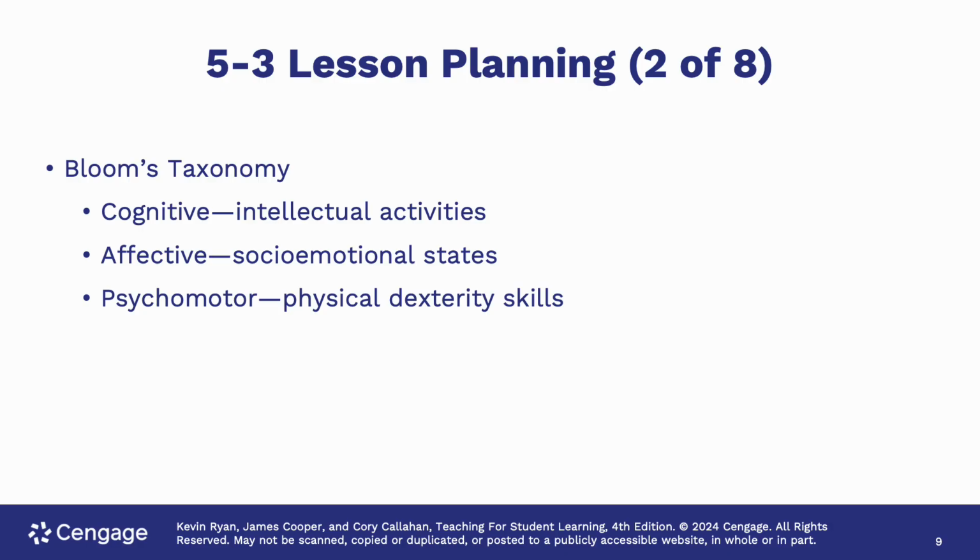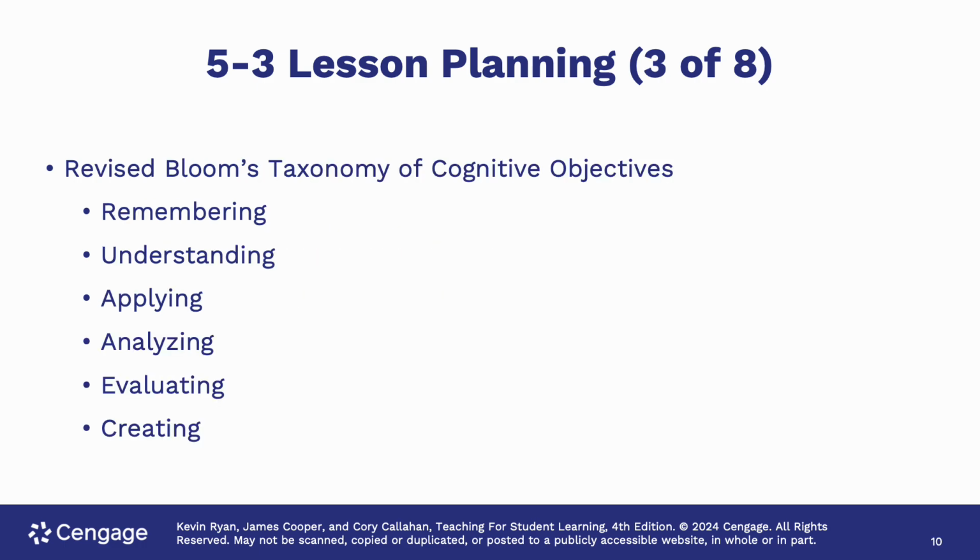One thing you should be familiar with when looking at lesson planning is Bloom's taxonomy. In Bloom's taxonomy, you're covering cognitive or intellectual activities, affective, the social emotional states, and psychomotor skills. So physical dexterity. Can the student hold a pencil? Do they know how to cut with scissors? Anything that is physical dexterity.